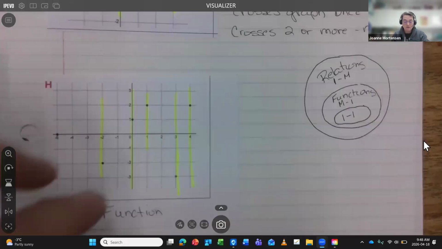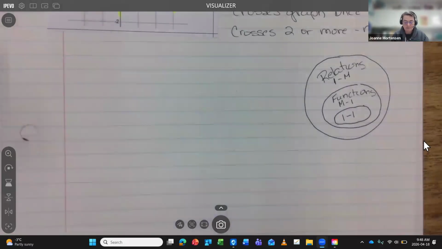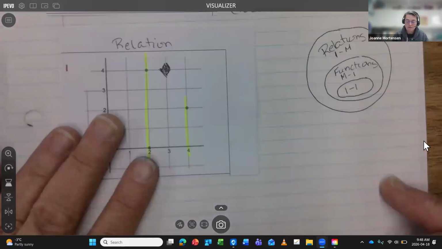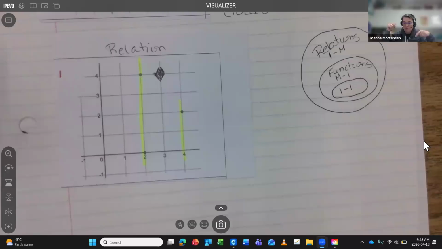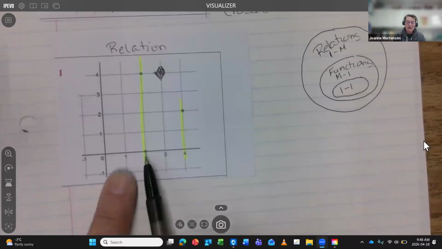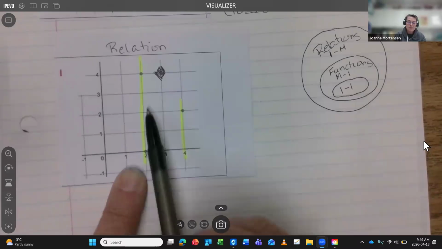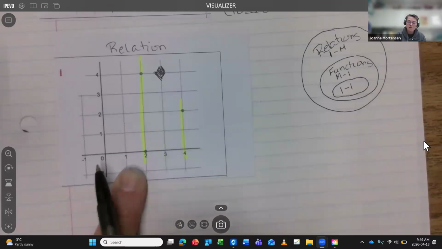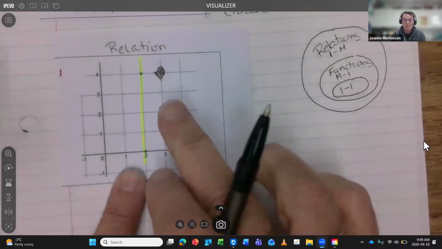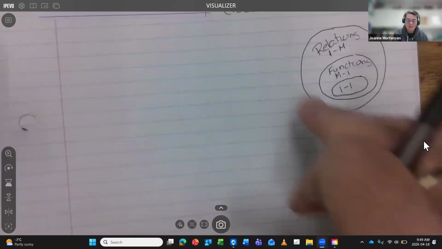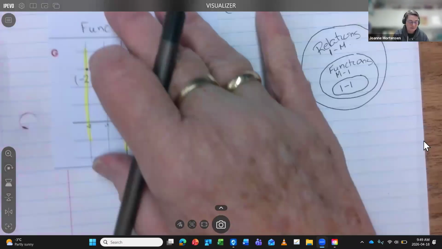Okay. So let's just bring this picture back up. Remember when we're talking one-to-many, many-to-one, it has to do with the X and Y. So you can see on this one, there's one X. The X at 2 matches with the 0 and also matches with the 4. So it's one-to-many. So it's just a relation. Now let's take a look at this one that we already looked at.